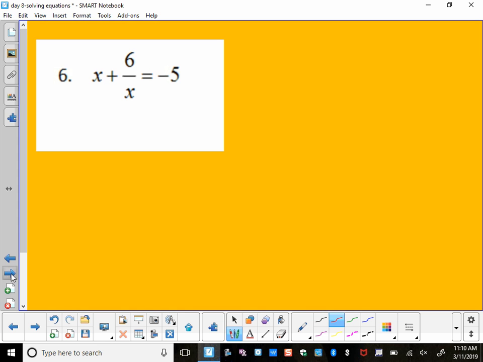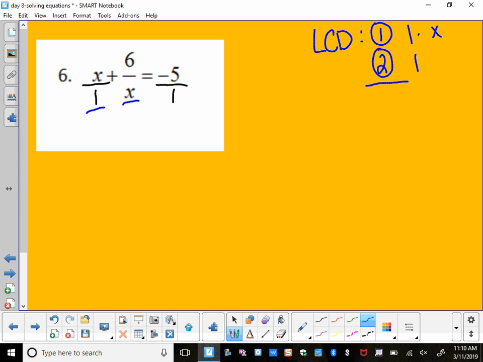Alright, let's go to number 6. What I'm going to do first is make everything a fraction. So I have x over 1 plus 6 over x equals negative 5 over 1. If we take a look at my LCD, because we need one, I have my first fraction in front of the equal sign and my second fraction. My denominators before my equal sign are 1 times x, do not add them. After the equal sign, we just have 1.